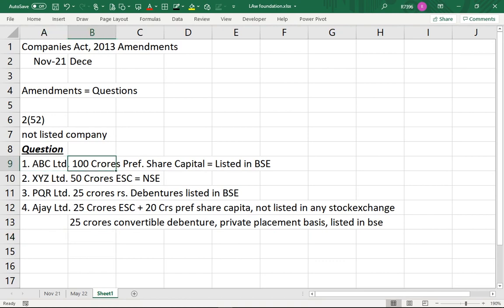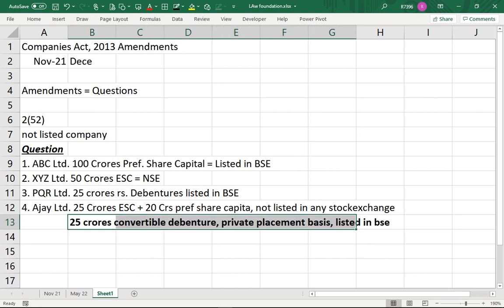ABC Limited has 100 crore rupees preference share capital listed in BSE. XYZ Limited has 50 crore rupees equity share capital listed in National Stock Exchange. PQR Limited has 25 crore rupees debentures listed in Bombay Stock Exchange. Ajay Limited has total 45 crores, 25 plus 20, not listed in any stock exchange. But this line is very important here: it says 25 crore rupees convertible debentures through private placement listed in Bombay Stock Exchange.